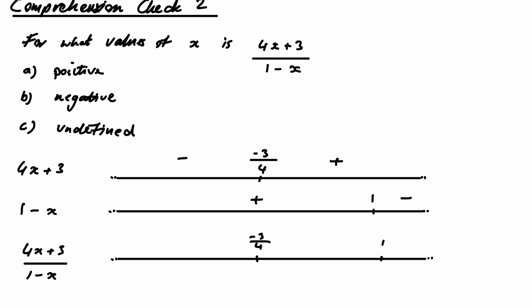Well, first of all, plus over plus, we're positive here. Next, plus over minus, we're negative here. Next, minus over plus, we're negative here. Now, what about at these branch points? Well, here, if I feed in minus 3 over 4, the numerator will become 0, but the bottom is non-zero, so this would be a 0. Here, if I feed in 1, what do I have? It would be 7 on top, but then you'd be dividing by 0, undefined.